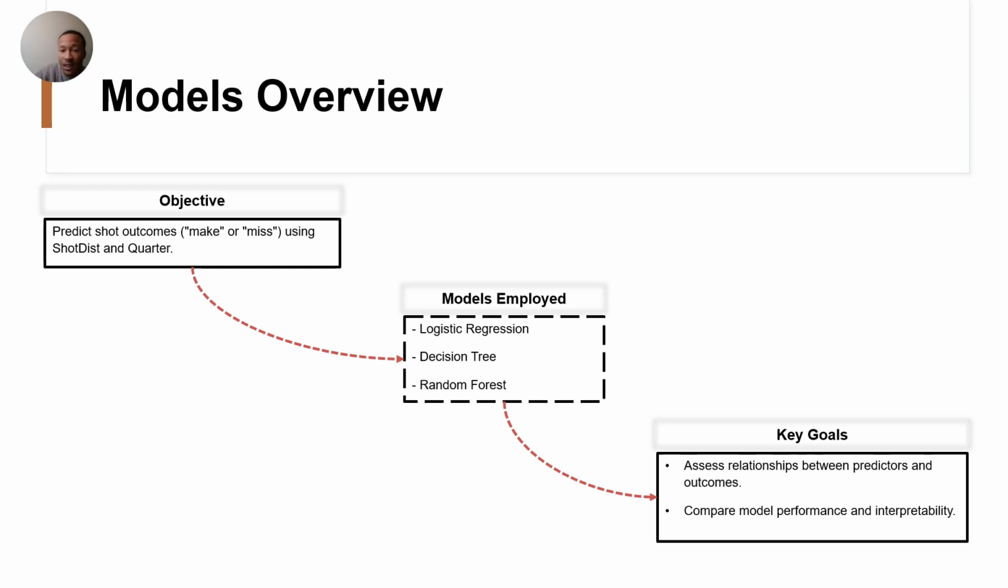And really, I have two goals. First is to assess the relationship between the predictors, and second is to compare the performance and interpretability of the models. And this would help me determine which is most effective for this analysis. So when I do all of this, I can get a better understanding of the dynamics of shot success and identify patterns for improving basketball strategy.